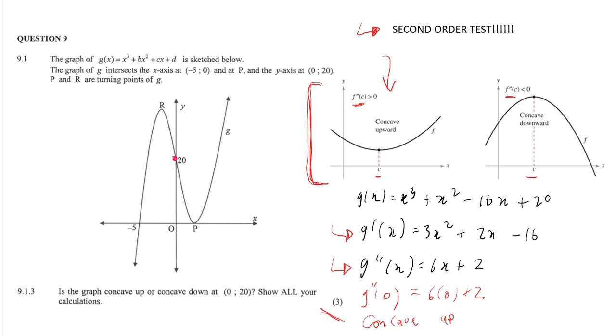Okay, so you need to realize that you need to do the second order derivative test. Calculate g prime, calculate g double prime. Realize that the point that you're calculating it in corresponds to x equals 0. And then just solve the equation and know that when that value is larger than 0, it's concave up.